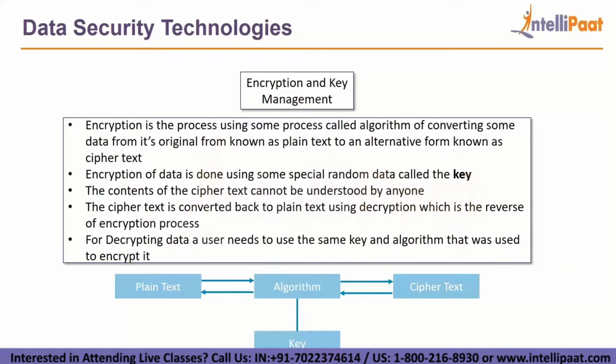Essentially, the process works like this. Plain text is passed through an algorithm and a key supplied to the algorithm. These two features are important. Then this key that was passed in allows it to encrypt the data and convert plain text to ciphertext.